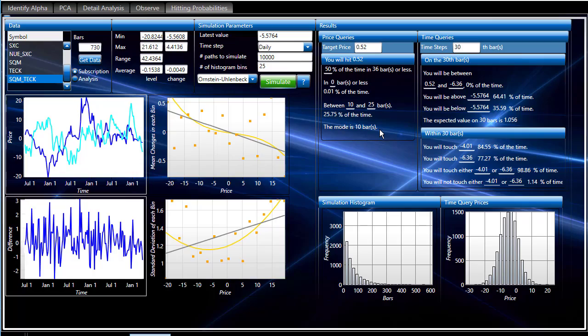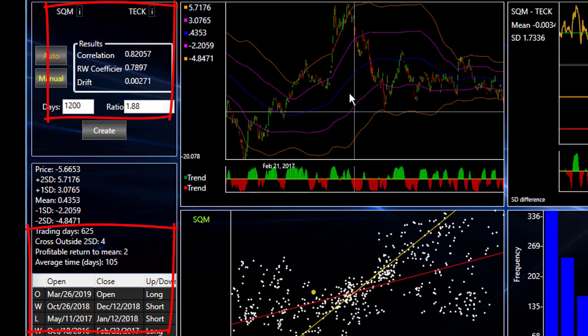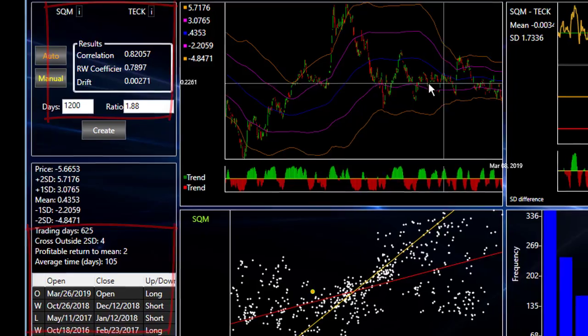So let's go ahead and take a look once more at the detail analysis. So today's recommendation is going to be SQM and TECK. It has a decent correlation, 0.82, a very good RW coefficient, 0.7897. The ratio we're trading is 1.88. The backtest isn't a monster by any stretch of the imagination. It's only had 2 winners on this, and it's got 1 loser and 1 still open, which is the one we would like to trade. But within the past year, this actually looks very good.